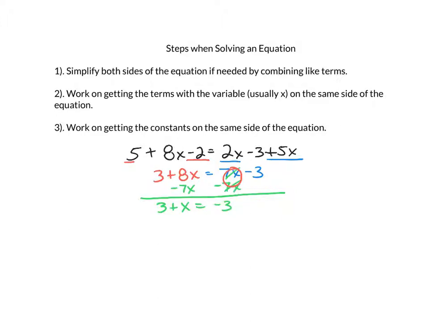Now I want to work on getting the constants on the same side. On the left-hand side, I do have a constant plus the variable, 3 plus x, so I am going to get rid of it. I am going to subtract 3 from that side. If I subtract 3 from the left-hand side, I have to subtract 3 from the right-hand side. On the left-hand side, 3 subtract 3 cancels. I'm just left with x. On the right-hand side, negative 3 subtract 3 gives me a negative 6. So the answer to this is a negative 6.